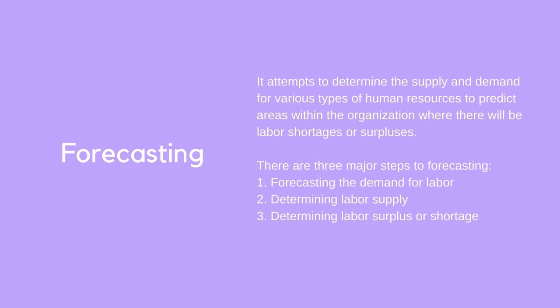Human resource management uses forecasting to help manage human resources. Forecasting attempts to determine the supply and demand for various types of human resources to predict areas within the organization where there will be labor shortages or surpluses. There are three major steps to forecasting: forecasting the demand for labor, determining labor supply, determining labor surpluses or shortages.